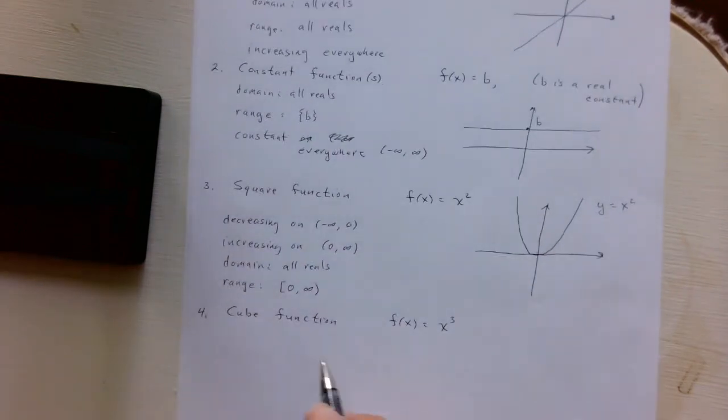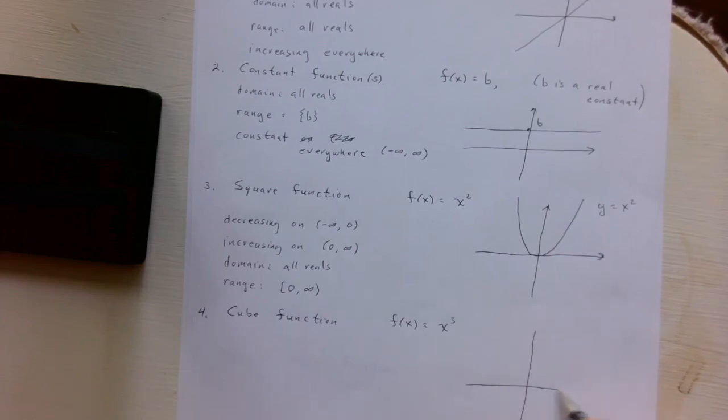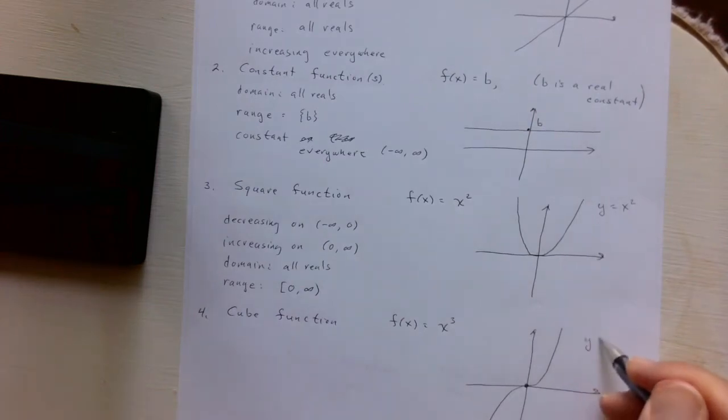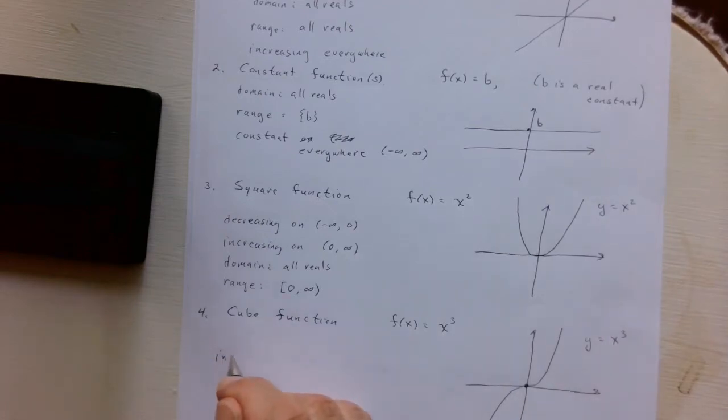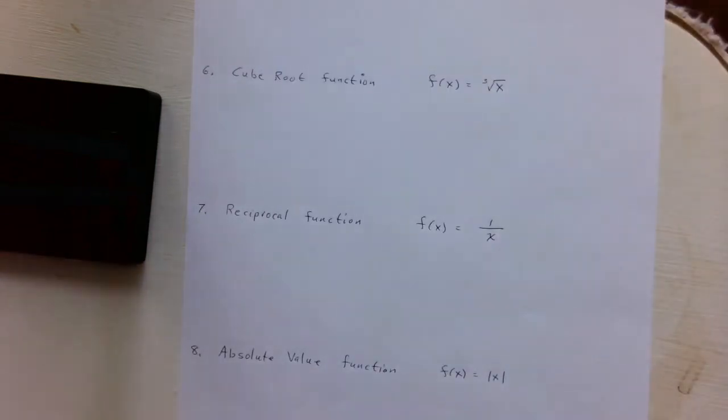The cube function, well, the graph looks like this. When x is negative, x cubed is negative. When x is positive, x cubed is positive. And it goes through the origin. And so the graph looks like this. We've seen that it's an odd function. And we can see it's increasing everywhere. I'll let you fill in this, but the domain and the range will be all real numbers. I think you can see that.